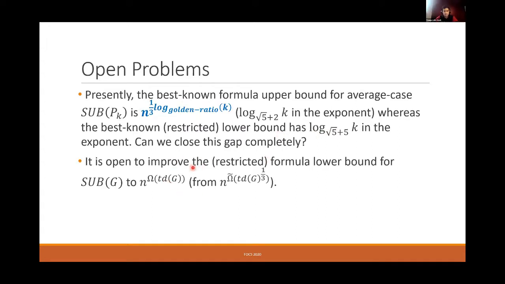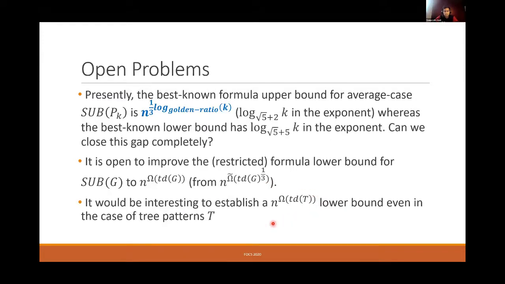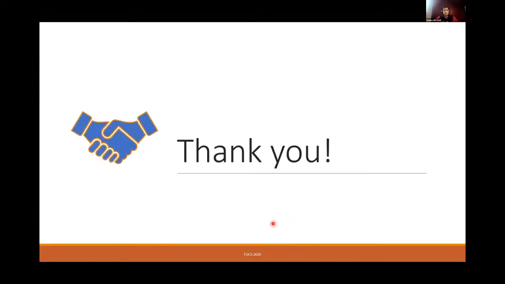And then obviously it's open to improve the formula lower bound from tree depth to the 1/3 to just tree depth in the exponent. Such a result cannot rely on the graph minor approximation theorem for tree depth that we saw, because we know that there has to be a loss if we use that. And yeah, let me stop here.